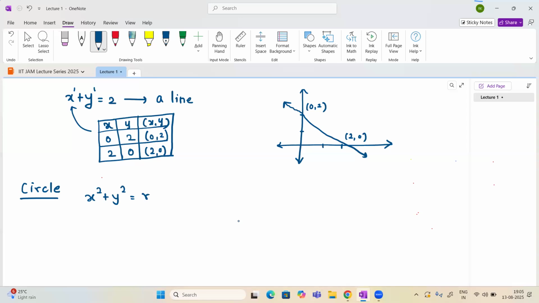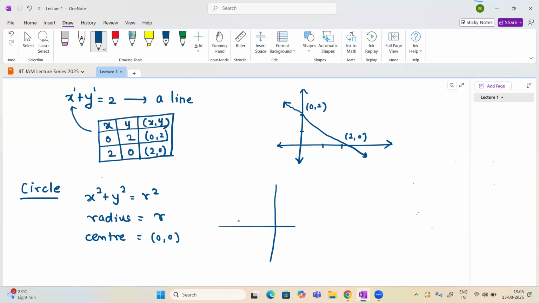Yes. So two things are required, right? Radius and center. What will be the radius of this circle and center? Radius is r, and center is the origin, (0, 0). Very good.